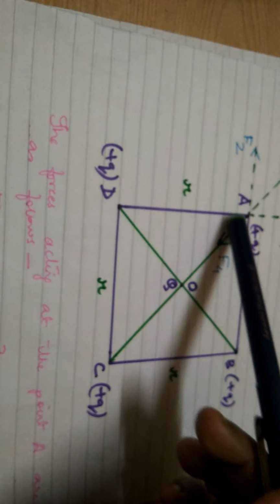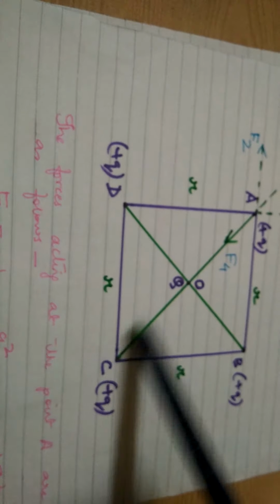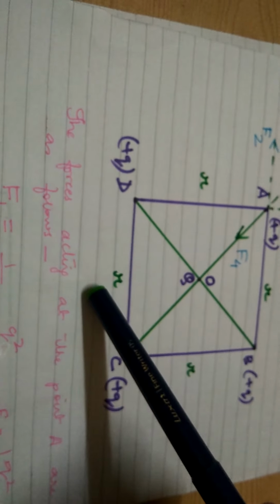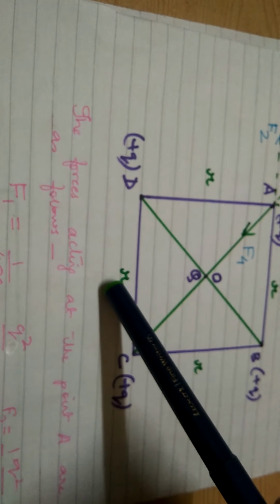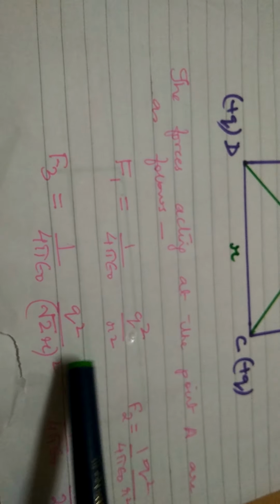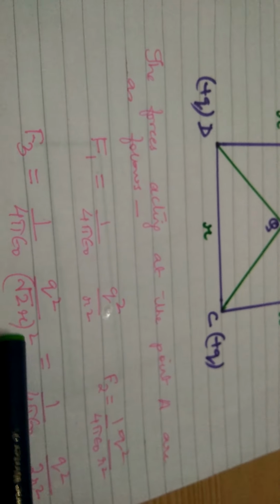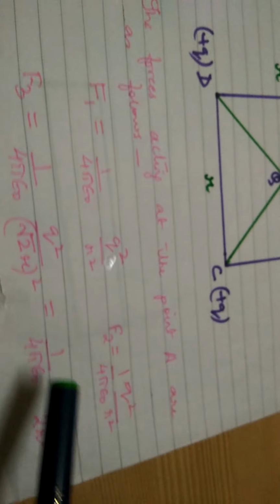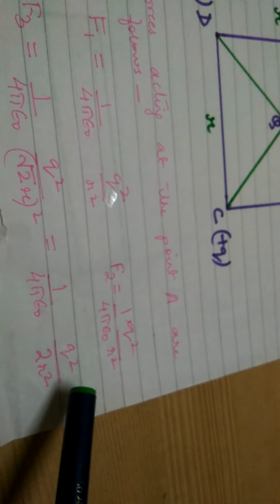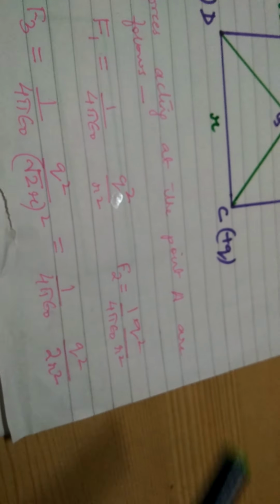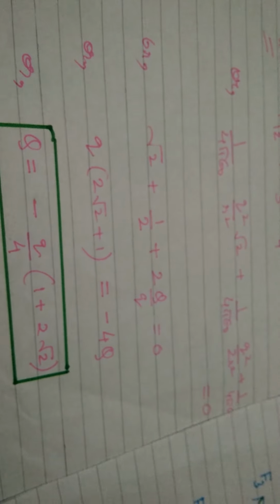But what is the distance? What is the length of AC? So it is a square. These sides are r. So root over r square plus r square means root 2r, length of the diagonal. So root 2r whole square. So what we get is q square by twice r square. So F1, F2, F3. Now we should find F4.